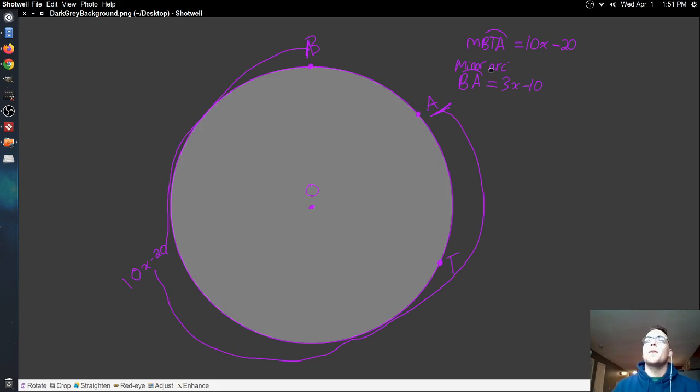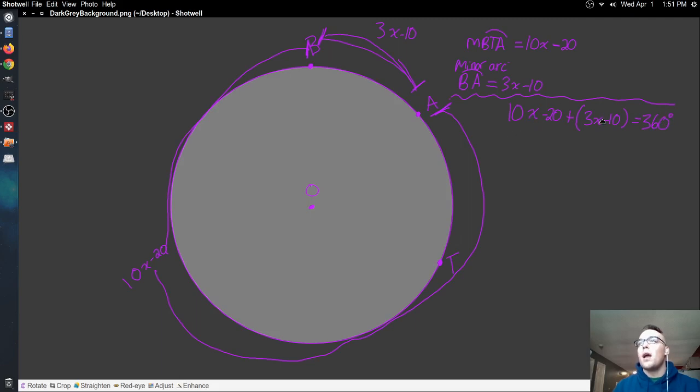Okay. So now I'm going to say, all right, this arc here, and sometimes I'll do a little double arc to differentiate it from the other one I did before. Sometimes you don't really need to do that. 3x minus 10. I see that between major arc BA and minor arc BA, I have a full circle. So their two measures have to add up to 360 degrees. So I'm going to break up my givens here, and I'm going to say 10x minus 20. And if I add to that 3x minus 10, I better get a full 360 degrees.